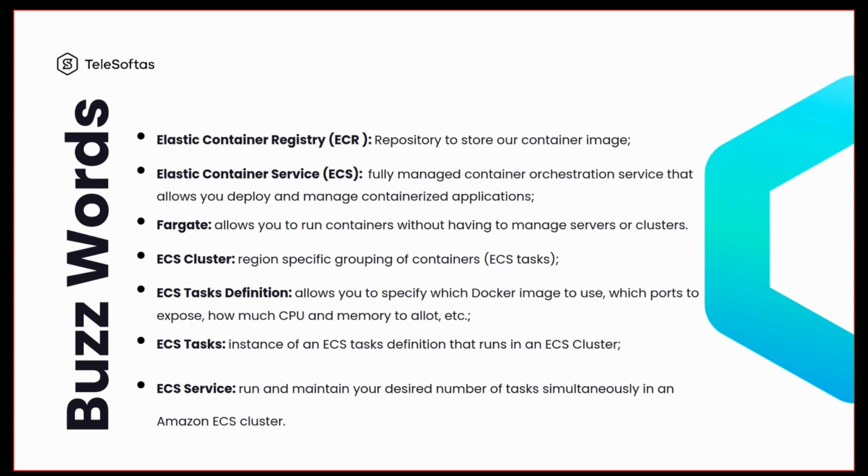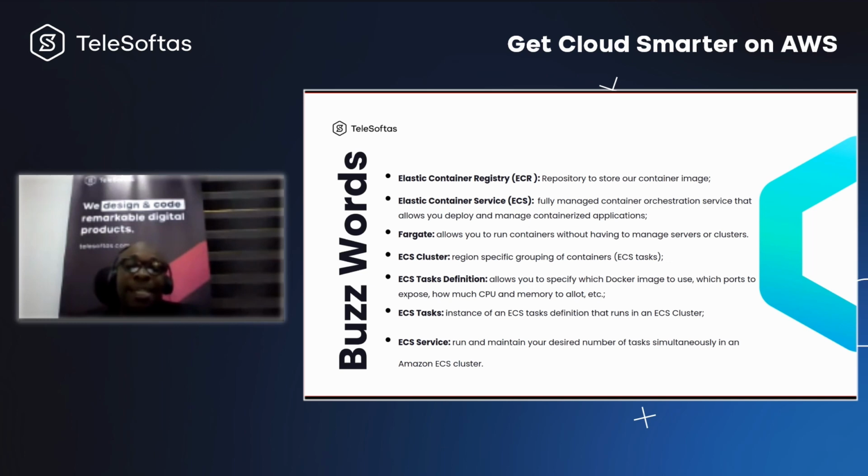ECS clusters, in this case, are just going to be a region-specific group of containers. We're going to have a group of containers that will deploy to a specific region, and that makes up our cluster. We also have the ECS task definition. This allows you to specify which Docker image to use, which port to expose, the amount of CPU, and also the memory to be allocated to your container. So everything we're managing, the containers, our images, the ports, and the CPU and memory, you do that in your ECS task definition.